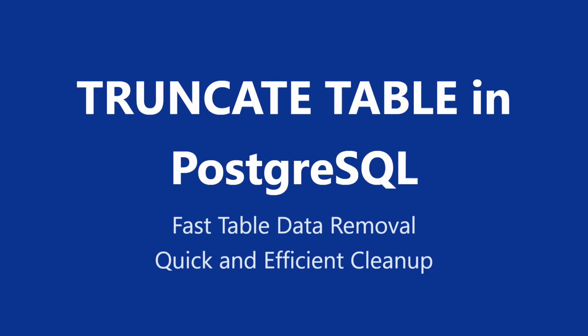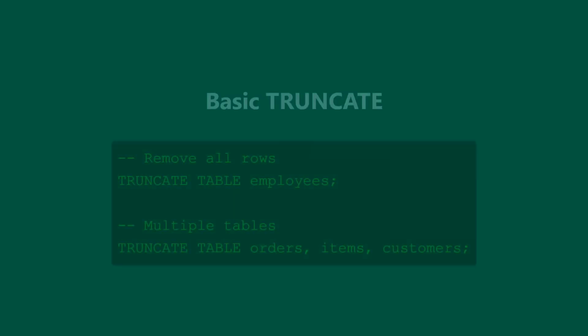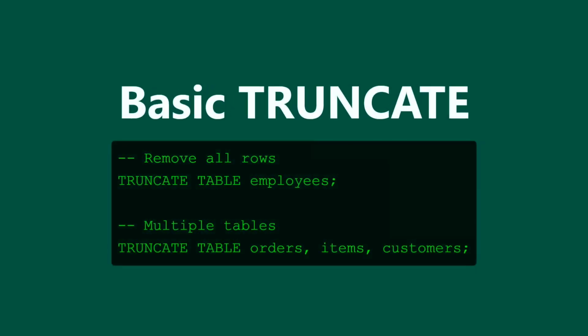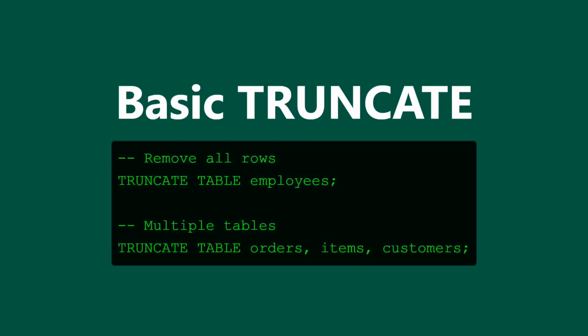Next is truncate table. This is a powerful feature that lets you remove all the rows from a table in one swift operation. Unlike delete, which removes rows one by one, truncate wipes the entire table clean in a single efficient operation, making it perfect for situations where you need to quickly clear a large amount of data while preserving the table structure. The syntax is truncate table followed by the table name.